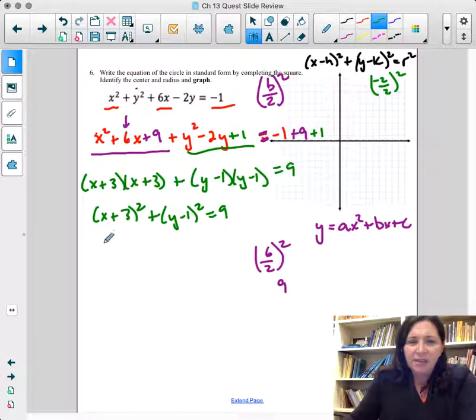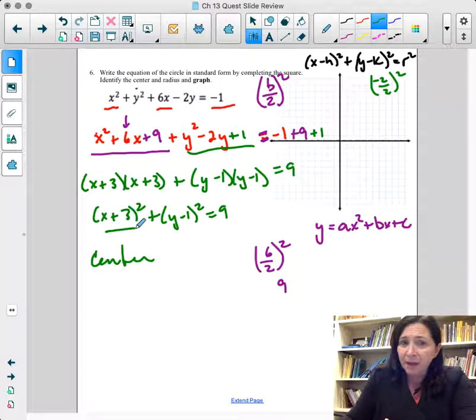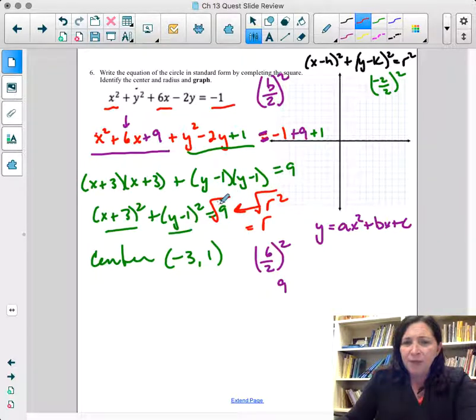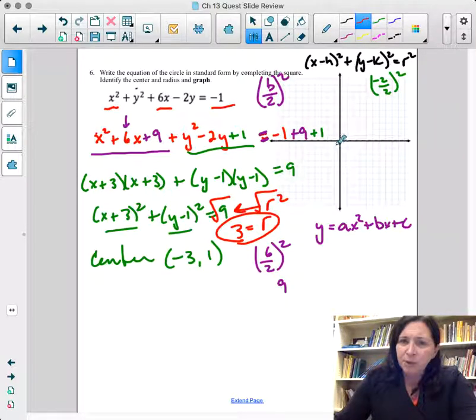What this does is give us a center in our HK formula, of the opposite and the opposite. So this is going to be negative 3 comma 1. And don't forget, this value right here is equal to r squared, which means that to find my radius, if that was one of my questions, I need to square root both sides to get r by itself. So the square root of 9 is 3. My radius is 3. My center is negative 3, 1. If I were graphing that, I'd go to negative 3, 1, and then go up 3, left 3, down 3, right 3, and my graph would look something like that.